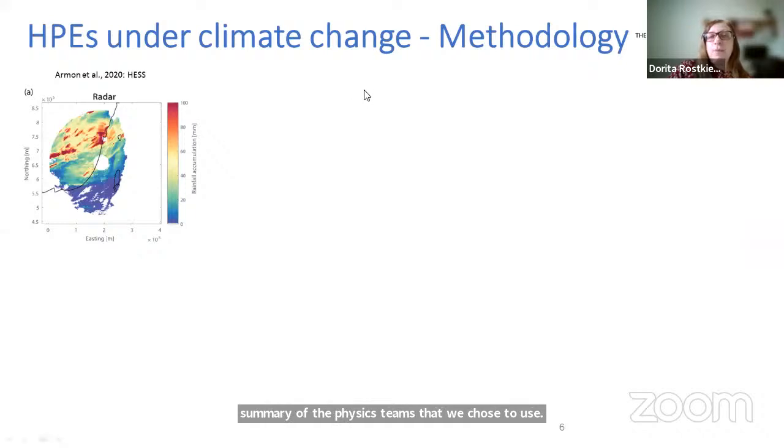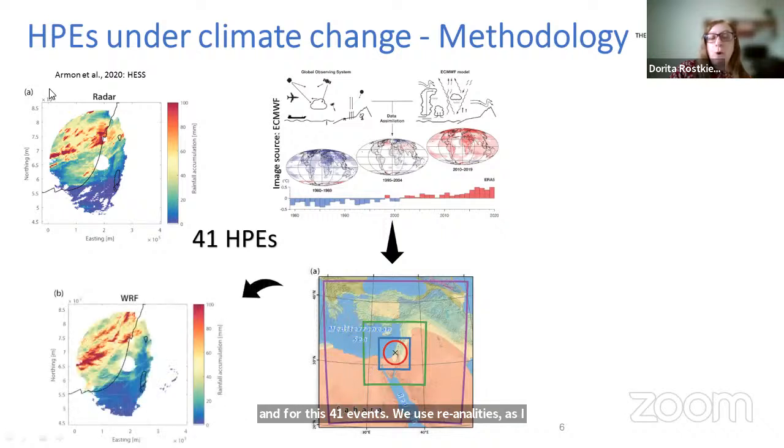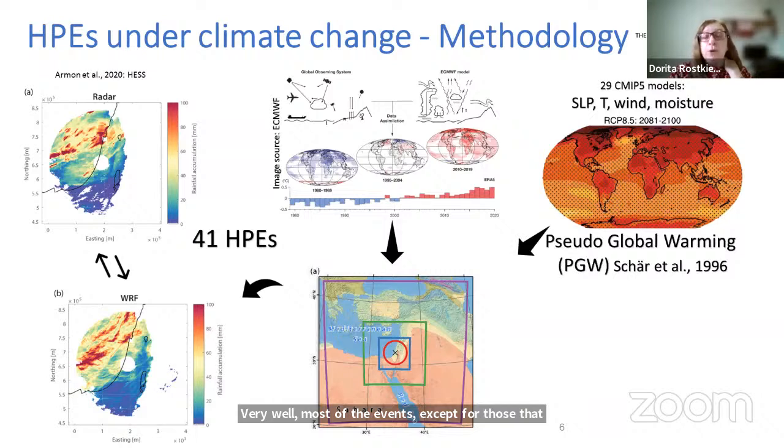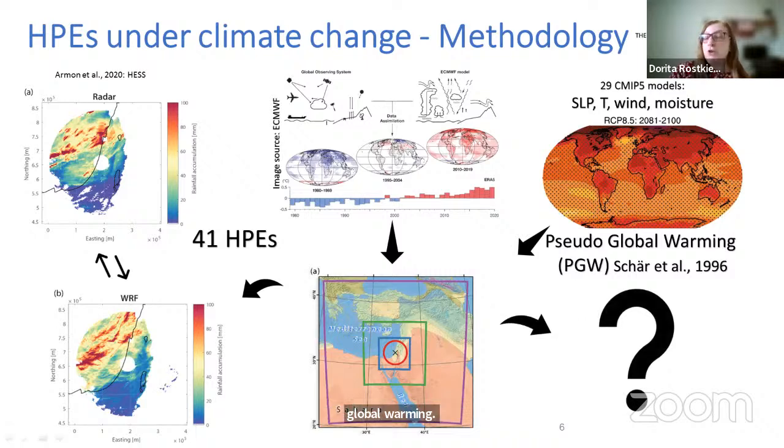Our aim, as I said before, is to understand what are the expected changes under climate change. First of all, we have this radar data for the events. For these 41 events, we use reanalysis, as I mentioned before, and run the model. We compared WRF simulations to radar data, and here I have an example. It reproduced very well most of the events, except for those that were very localized. So what we want to do next is to insert into this reanalysis data that is initializing and forcing WRF the signal from climate change. To do so, we use the so-called method of pseudo-global warming, and we want to see how these WRF simulations will look.